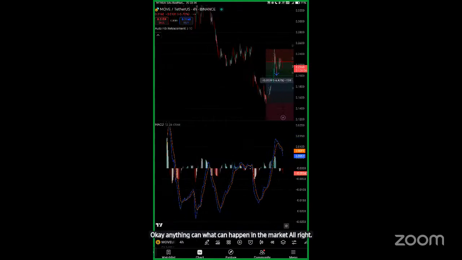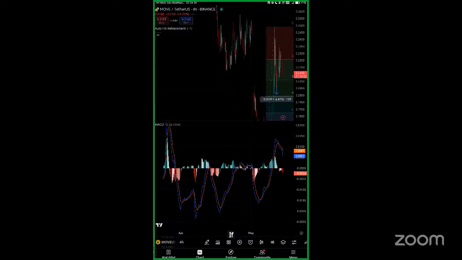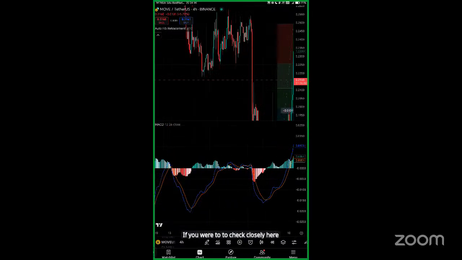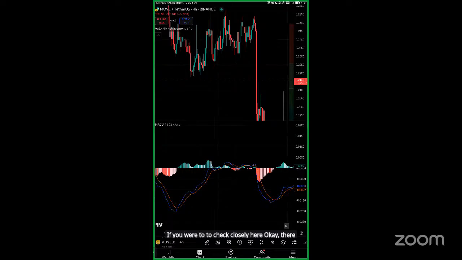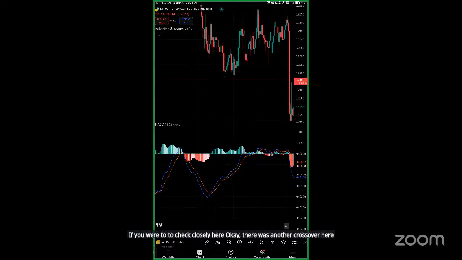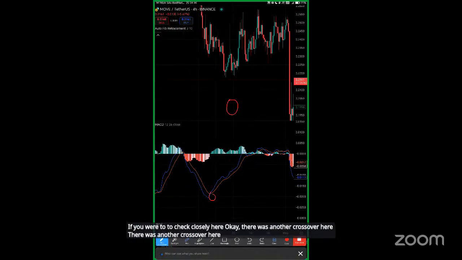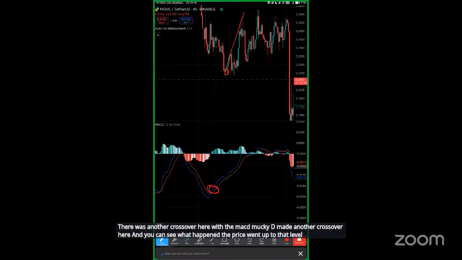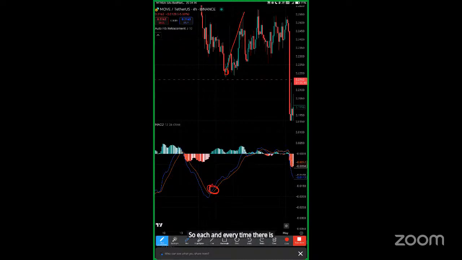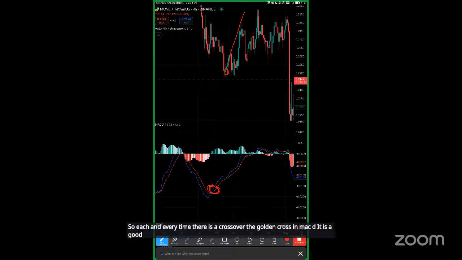So look here as well. If you check closely, there was another crossover here with the MACD. MACD made another crossover here, and you can see what happened. The price went up to that level. So each and every time there is a crossover, the golden cross in MACD, it is a good opportunity for us to enter the market using our RoyalQ robot.